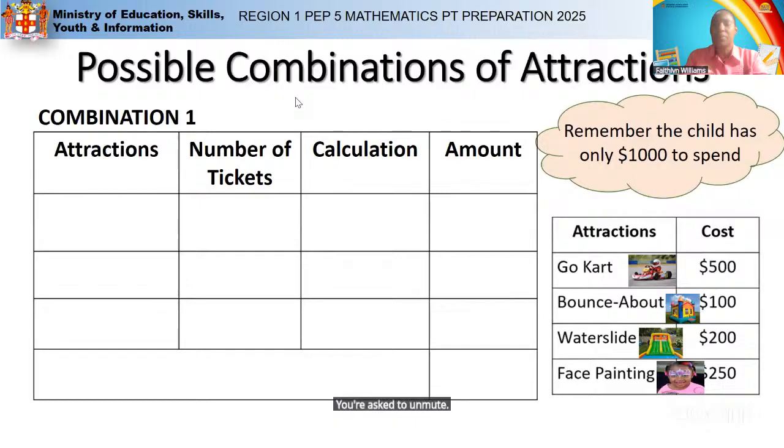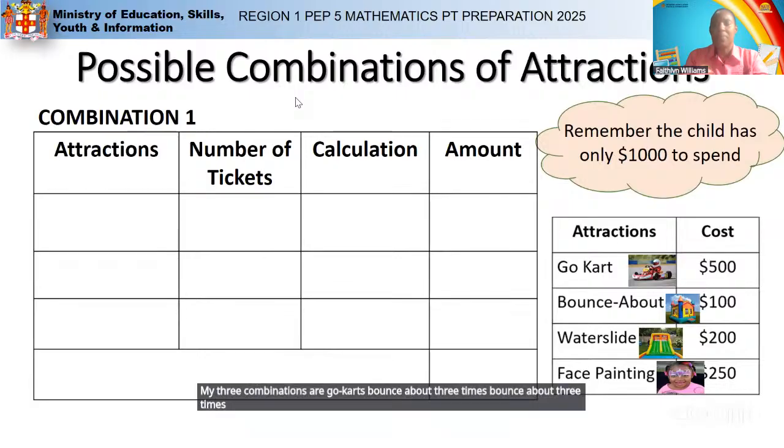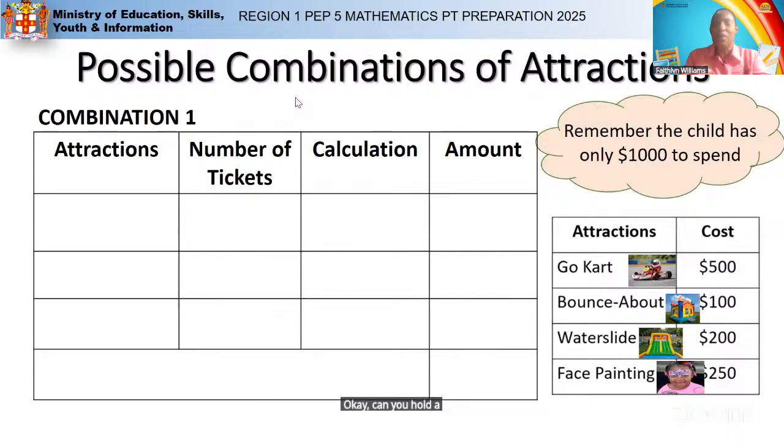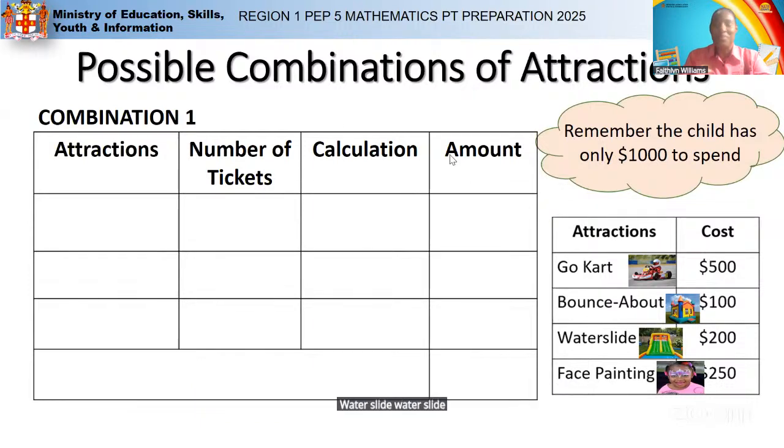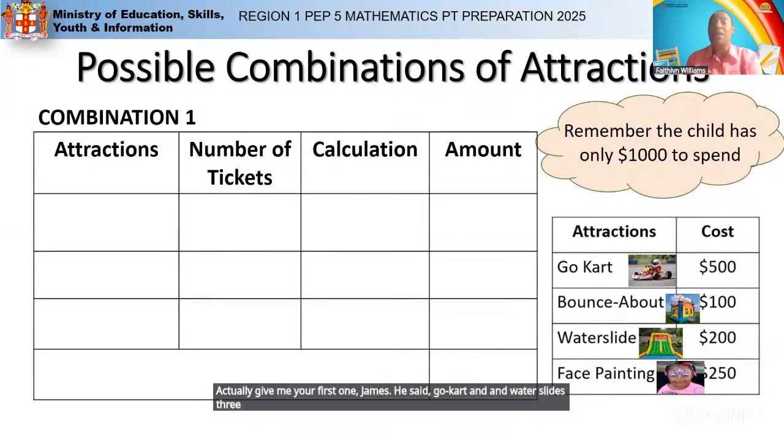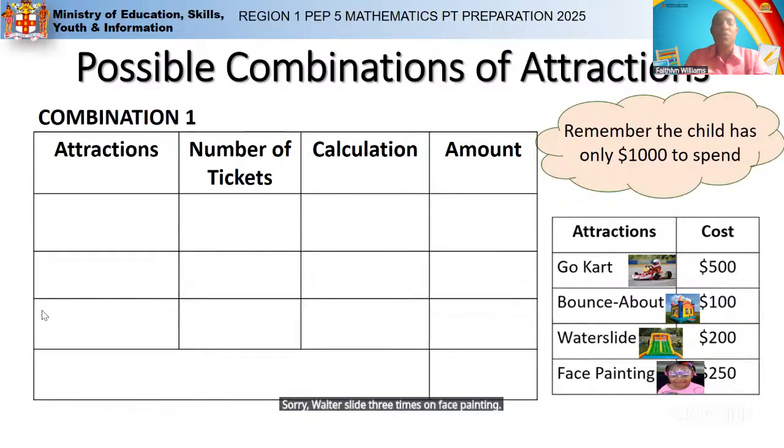My 3 combinations are go-kart, bounce about 3 times, and water slide; then go-kart, bounce about 5 times, and water slide 4 times. Okay, can you hold a minute, James? Thank you, James. You just reeled off all of them and we didn't get a chance to. Actually, give me your first one, James. You said go-kart, water slide 3 times, and face painting. Let's see if that can work. Go-kart, what's the cost for the go-kart?